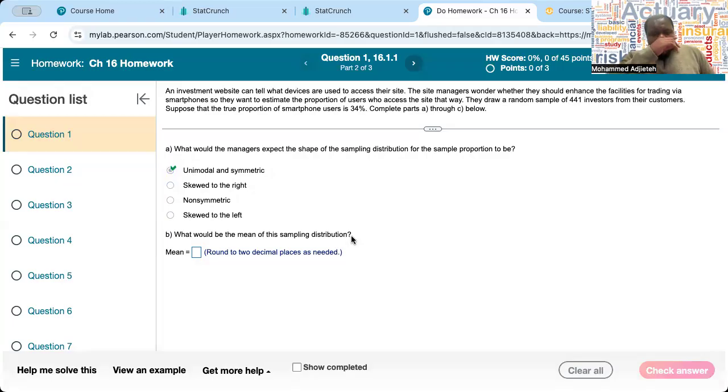Now, the next question is: what would be the mean of this sampling distribution? So read it and tell me what the mean would be.